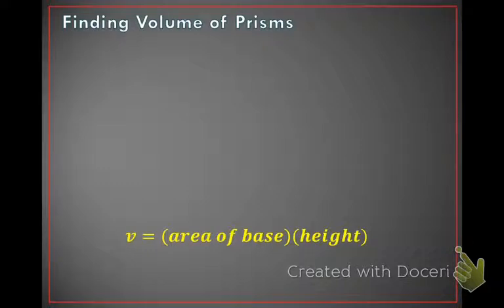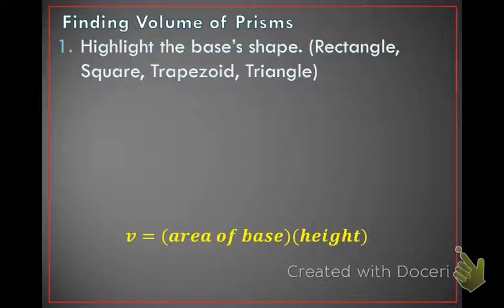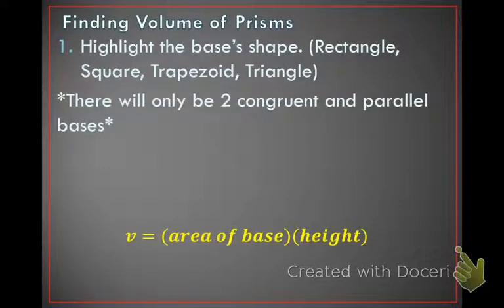Okay, so you don't have to write this down, but the number one thing I want you to do when you start a volume problem is highlight the base's shape. It'll be a rectangle, a square, a trapezoid, or a triangle. So you will need out a highlighter. I would take that out now if you haven't already. There will only be 2 bases, and they will be parallel.